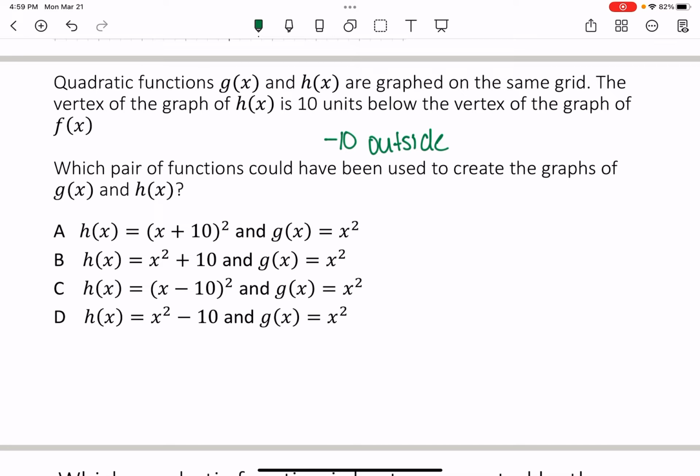So A doesn't work because that's a plus 10 on the inside. B doesn't work because that's a plus 10 on the outside. That's going up. We don't want a minus 10 on the inside. We want the minus 10 on the outside of the parentheses, or on the outside of the square. So that's why D is the correct answer.